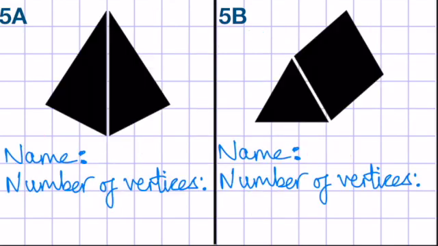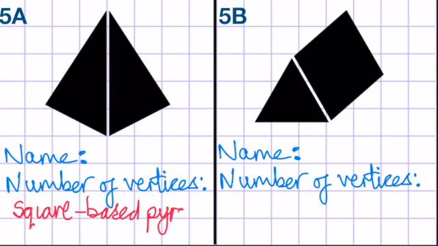All right, I have got here two 3D shapes. I'd like you to write the name, and I'd like you to write the number of vertices. Press pause and we'll do it together. Okay, this is a square-based pyramid. I'm going to write that at the bottom because I don't have enough space. So you should have written square-based pyramid, which is spelt like that.